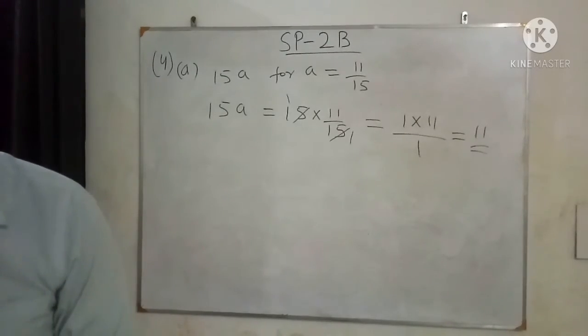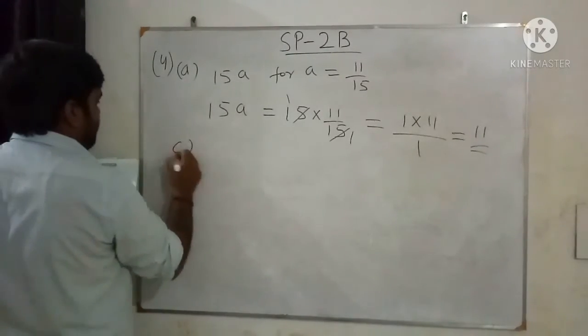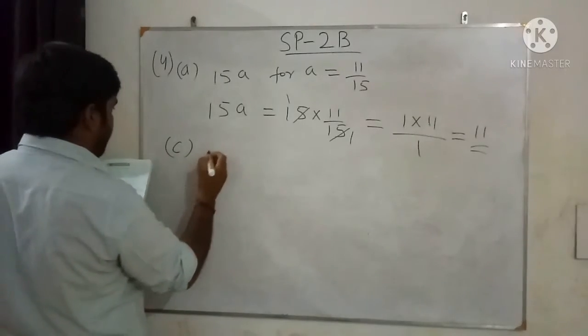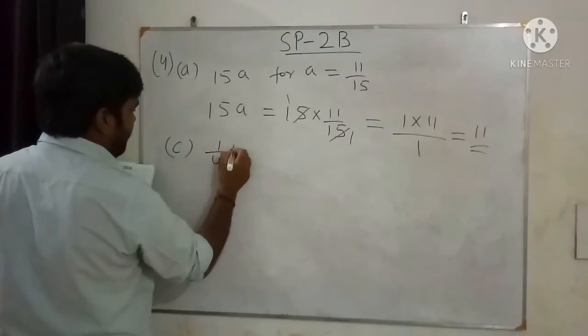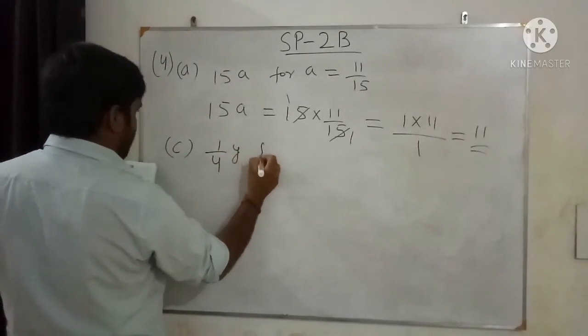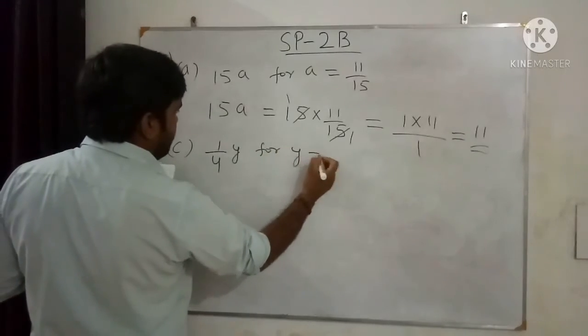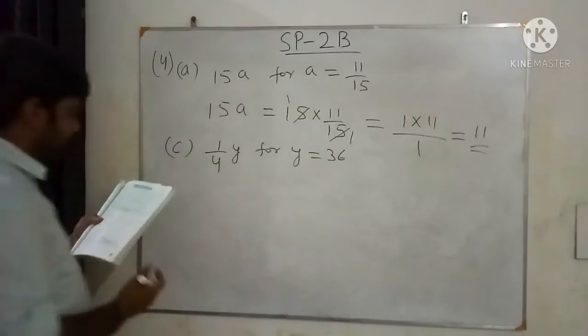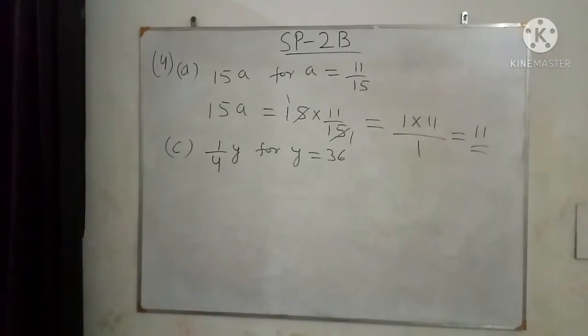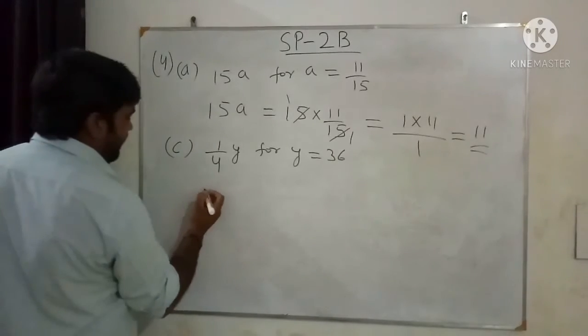Similarly, we do the C. Fourth C. In fourth C, you can see 1 by 4y. We have to evaluate the value of 1 by 4y for y equals to 36. The variable y is 36, given. Okay. So see how we find.